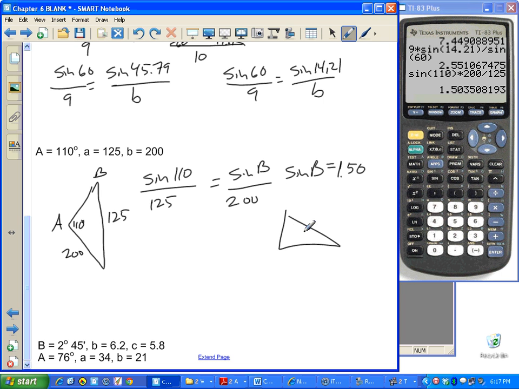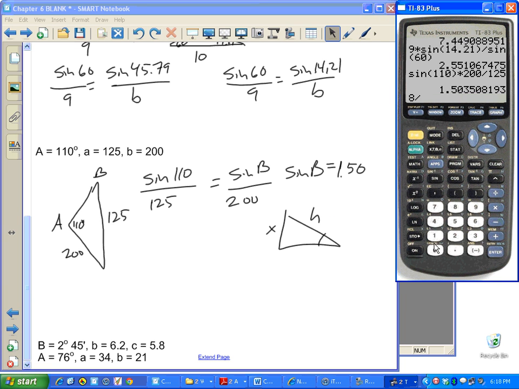Since the sine is opposite over hypotenuse, and the hypotenuse is always bigger, I'm always going to be taking something smaller divided by something bigger. Okay, when you take something small and divide it by something bigger, you get an answer that's less than 1. I can't have a sine that's bigger than 1. So this is no solution.